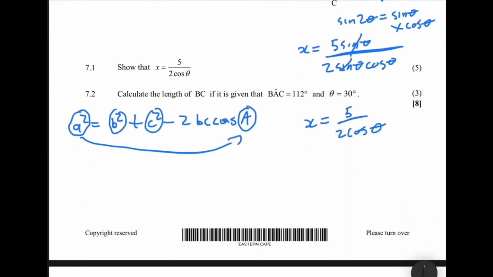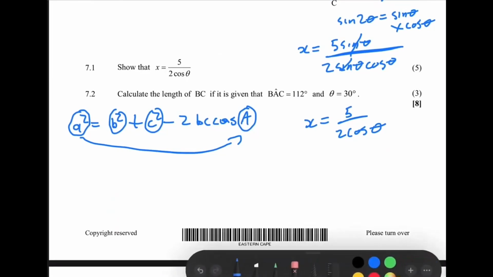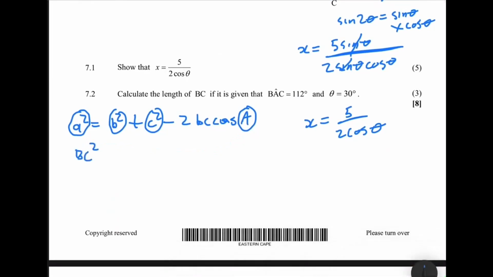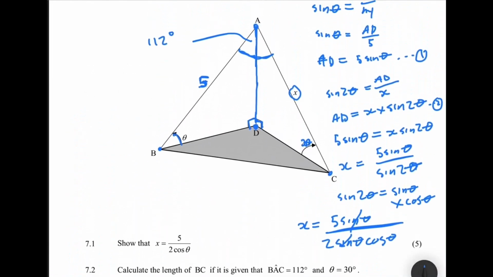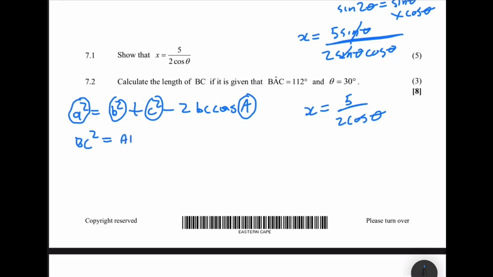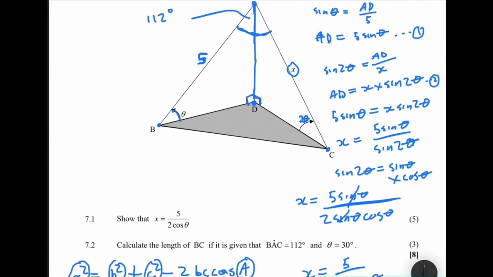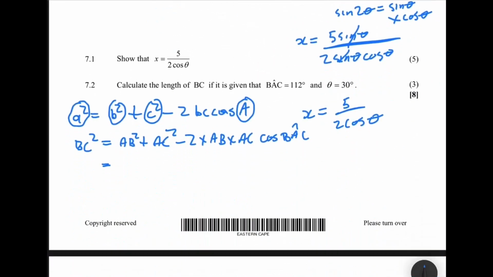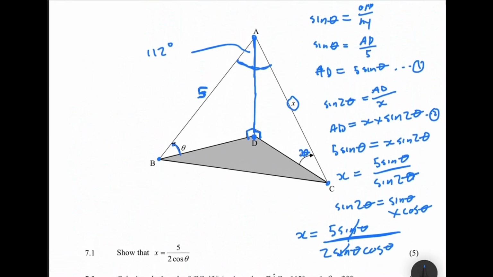So let's apply the same idea. We can say that BC squared will be equal to AB squared plus AC squared minus 2 multiplied by AB multiplied by AC cos of BAC. So this will be equal to, what is AB? AB is 5. So we have 5 squared plus AC squared.